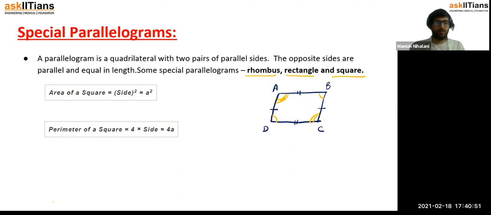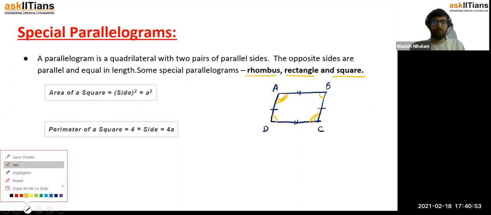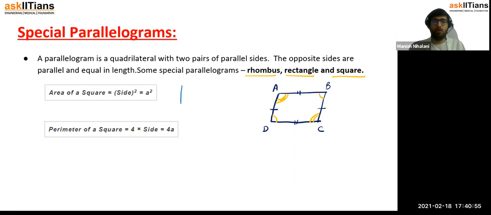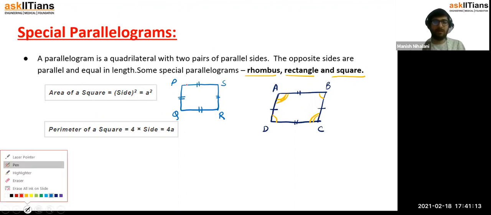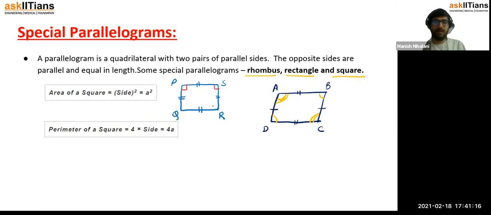A square is a quadrilateral with all four sides equal. We can also say a square is a parallelogram PQRS with all four sides equal in length and all angles as 90 degrees. These are the important properties of a square.